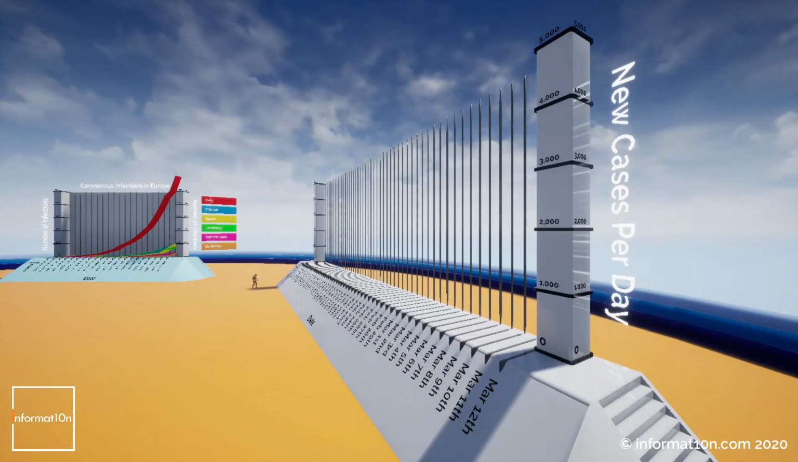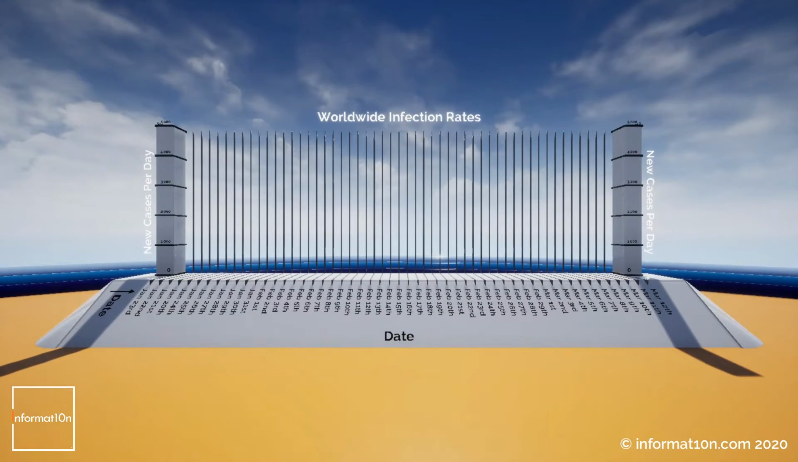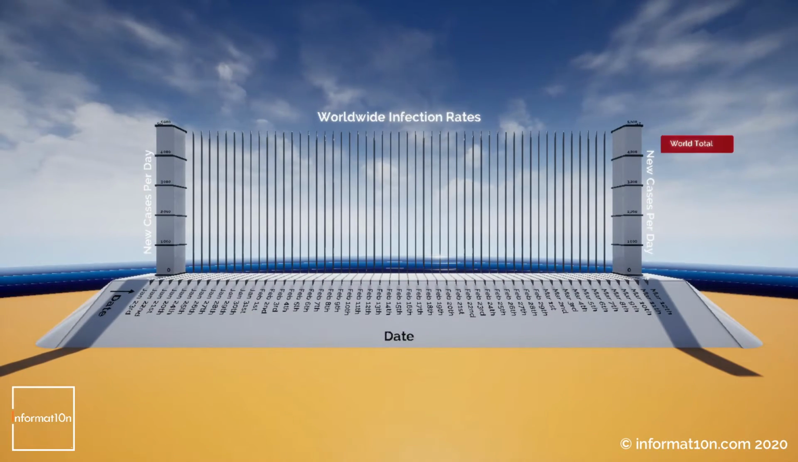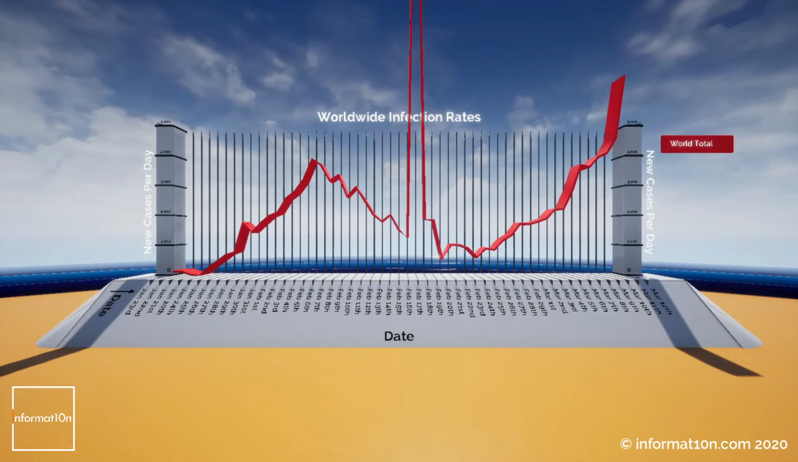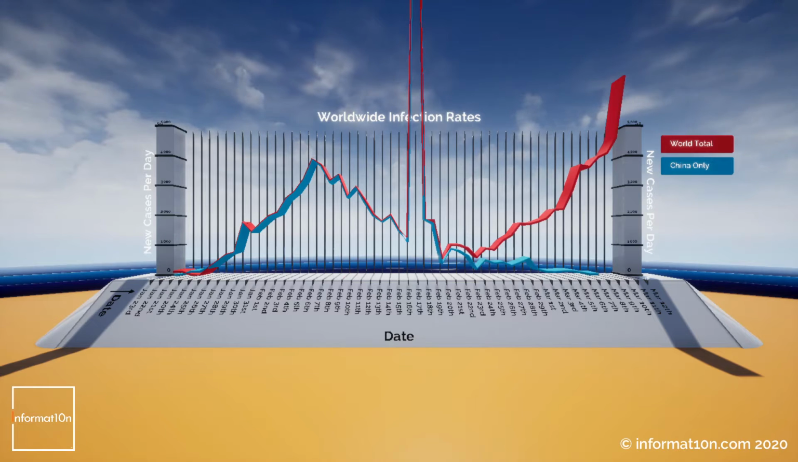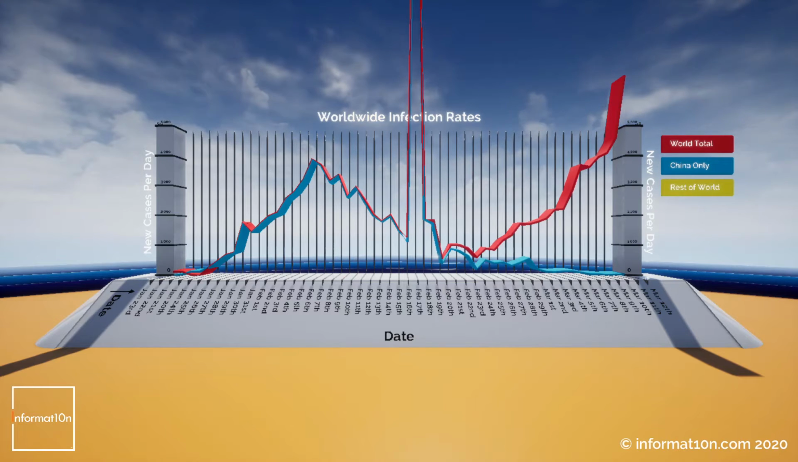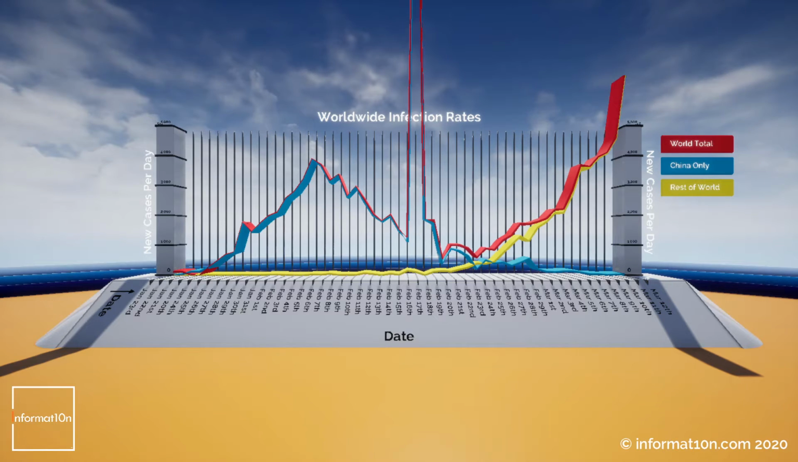You can see on the vertical axis there we've got the number of new cases per day, which goes from 0 at the bottom up to 5,000 at the top of the chart. First line of data we've got here is the world total, so that's the number of new cases each day around the world. Underneath that we've got the number of new cases in China each day, and then the yellow line is the number of new cases around the rest of the world, so outside of China.